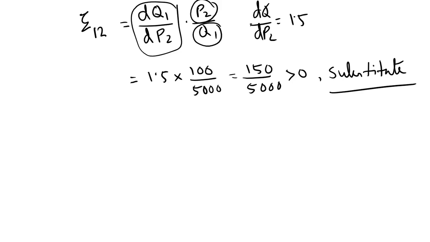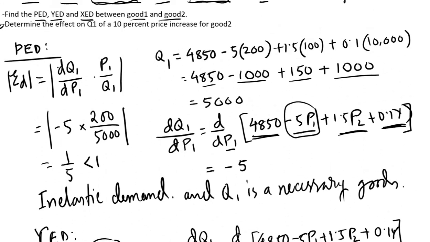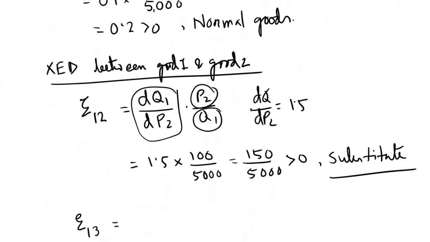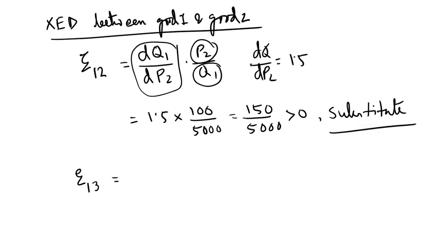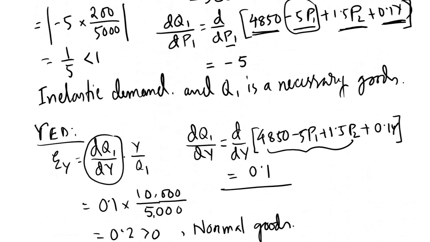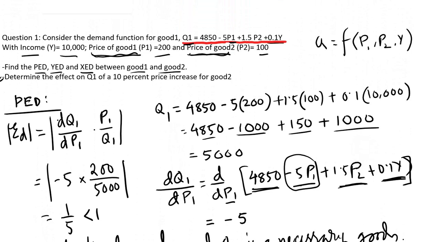Now finally, cross price elasticity between good 1 and 3. Do I have 3 here? No, so I don't need to find the cross price elasticity. All right, so in this question I need to find the PED, YED as well as XED. We have found all three values.